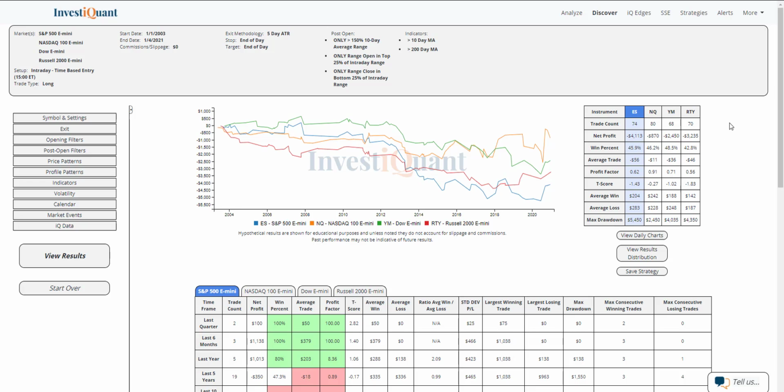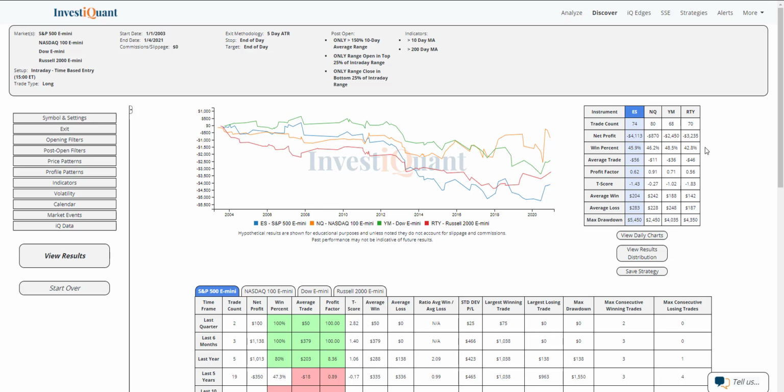Historically, this pattern has 74 samples in the S&P, 80 samples in the NASDAQ, 68 in the Dow, and 70 in the Russell. So we've got pretty good sample sizes for all of them here. If we look at the win rates, all of them are coming in less than 50%: the ES at 46%, the NASDAQ 46%, the Dow 48.5%, and the Russell just under 43%. So all of these are a little bit weaker on the win rate, which means a little bit of a tendency to close below that 3 p.m. price versus closing above it.